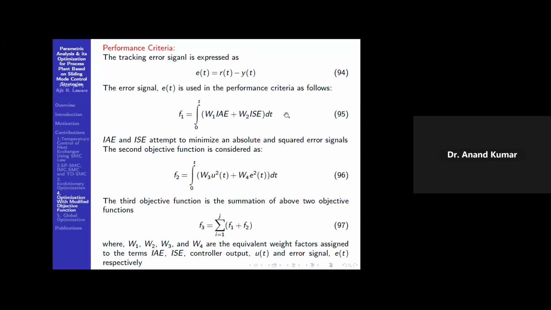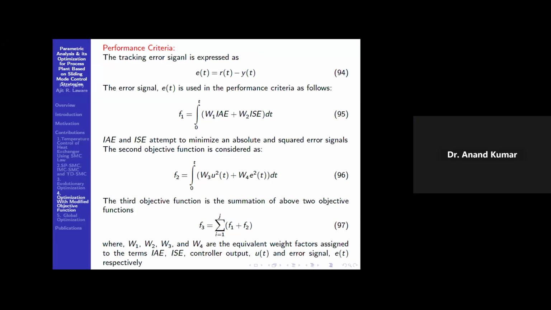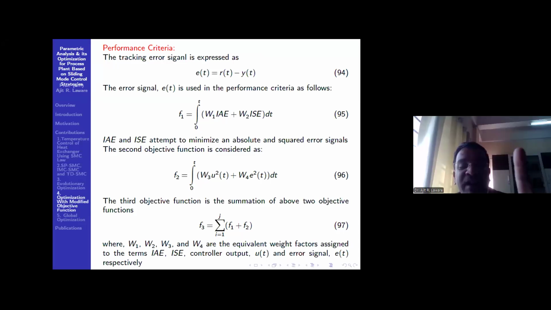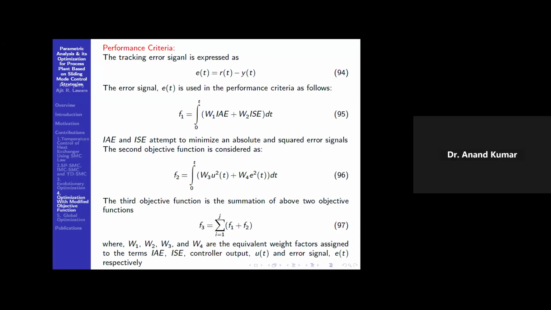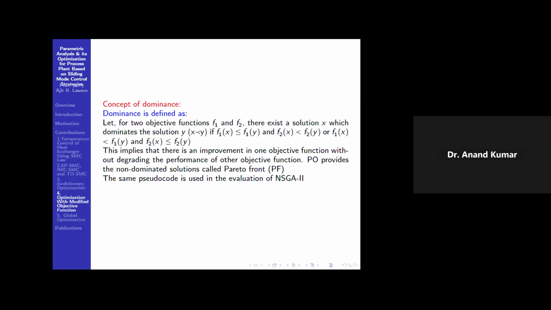Sir, consider this F1, F2 and F3. W1, W2, W3, W4, these are the weights. That is called the equivalent weight factors. So W1 plus W2 must be 1, and W3 plus W4 must be 1. And outside of this, if you add weights to a particular objective function, then that is called an importance weight, sir.